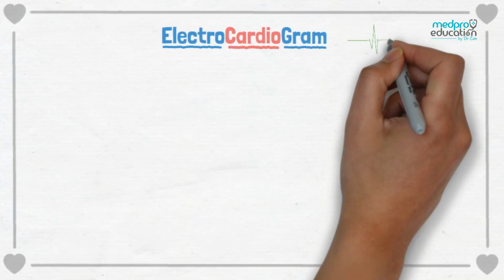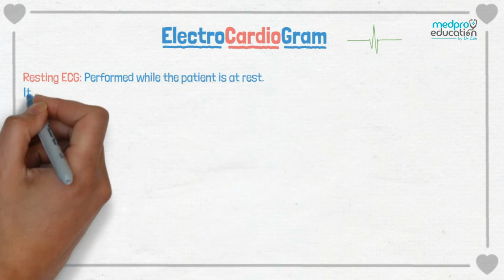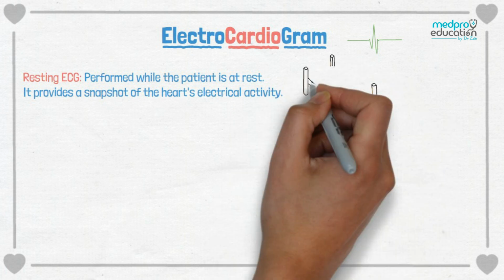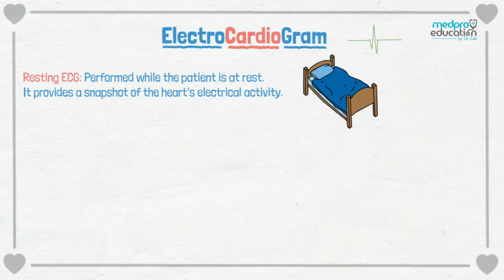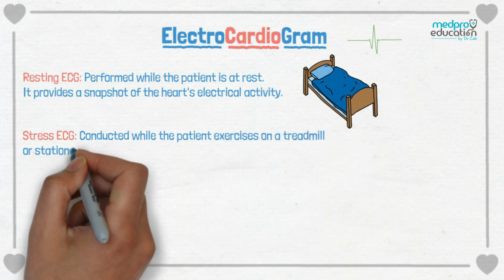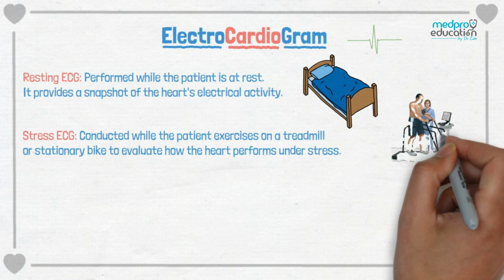Following are the types of ECG. Resting ECG, performed while the patient is at rest. It provides a snapshot of the heart's electrical activity. Stress ECG, conducted while the patient exercises on a treadmill or stationary bike to evaluate how the heart performs under stress.